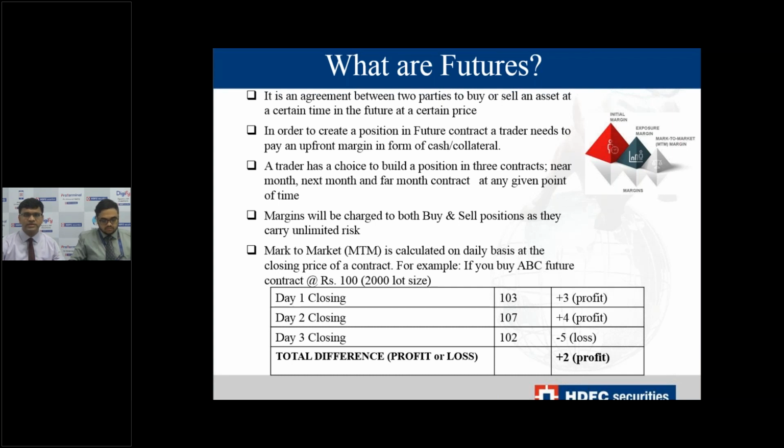Now, in order to create this future position, the trader needs to deposit a margin with his broker. And there's also a mark-to-market margin which is calculated on a daily basis, depending on whether the position is making a profit or a loss. If the position is making a profit, then no additional margins will be asked from the trader. While if the position enters into a loss, then the broker will ask the trader to deposit more margins.